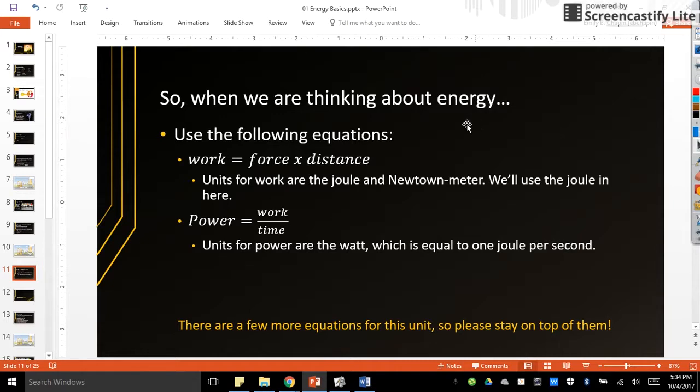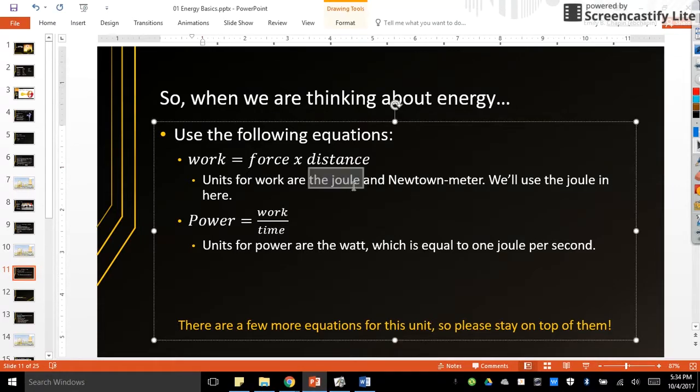So when we're thinking about energy, ultimately we're thinking about these two math equations. Work equals force times distance, and we're going to be mostly concerned about the unit joule, but you can also use the Newton meter. The other equation is power equals work divided by time, which we'll use the watt for, which is equal to 1 joule per second, and you will have to be able to convert between watt and joule per second.